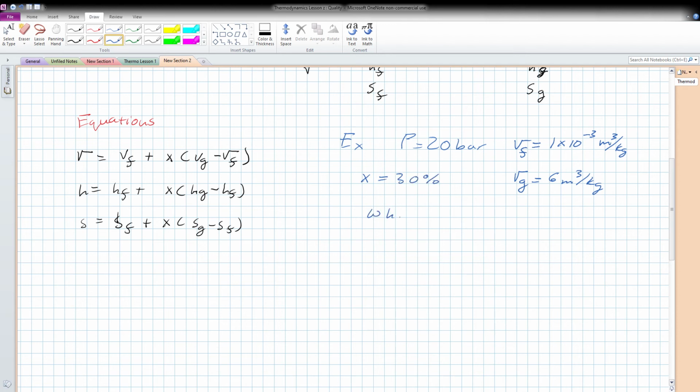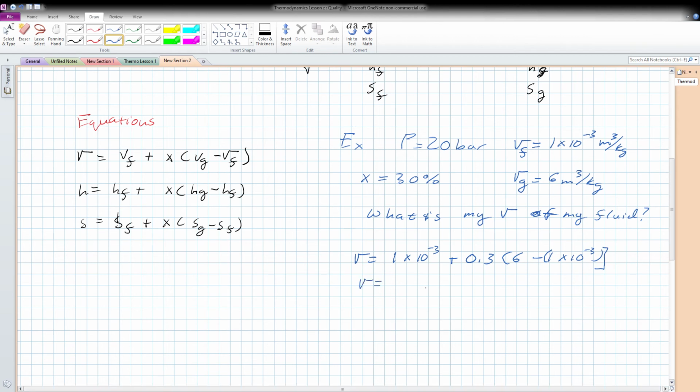So, what is my specific volume of my fluid? Well, I can use this equation. My specific volume is equal to 1 times 10 to the negative 3 plus 0.3, remember it's a percentage, times the difference, 6 minus 1 times 10 to the negative 3. And this becomes 1.8 meters cubed per kilogram. That means this is my specific volume for my fluid when my quality is 30%.